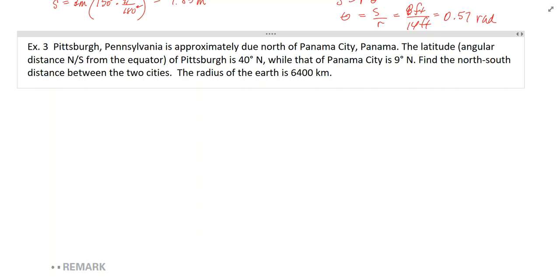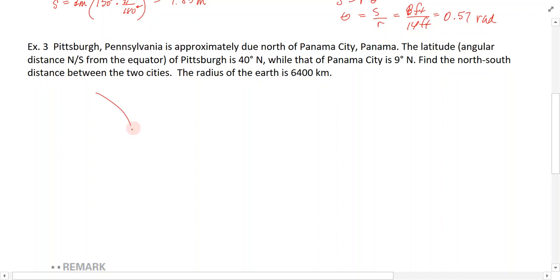All right, so here we have Pittsburgh, Pennsylvania, which is approximately due north of Panama City, Panama. The latitude, in other words, the angular distance as we go north and south, of Pittsburgh is 40 degrees north, while Panama City is 9 degrees north. We want to figure out how far the two cities are from each other. All right, that's what we're trying to figure out. And we know, or given, that the radius of the Earth is 6,400 kilometers.